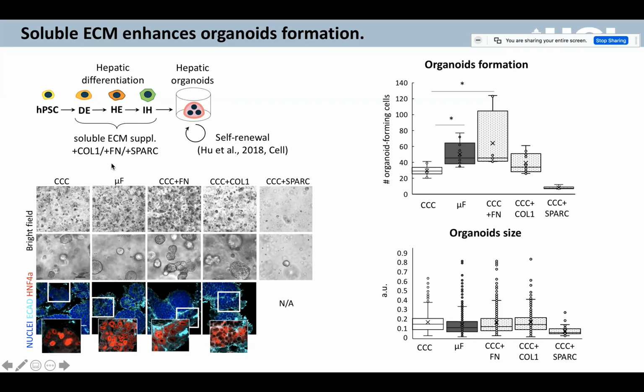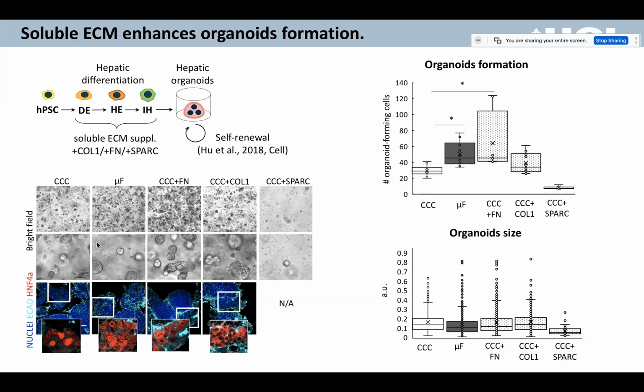And also, we tried to mimic the microfluidic environment by supplementing in a Petri dish, in a conventional culture system, the soluble extracellular matrix proteins that we found through the SILAC analysis. And we picked some proteins relevant to us, which were collagen 1 and fibronectin, two core ECM proteins that we found in the analysis, and also SPARC, that was the first enriched protein that we found, which is actually not a well-known protein, but it's involved in the remodeling of the extracellular matrix, and in particular in the binding with collagen 1 and also fibronectin.